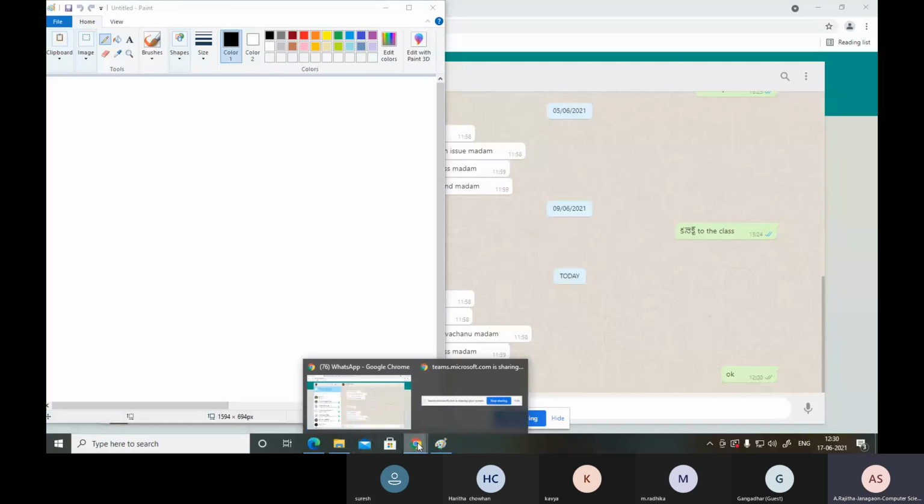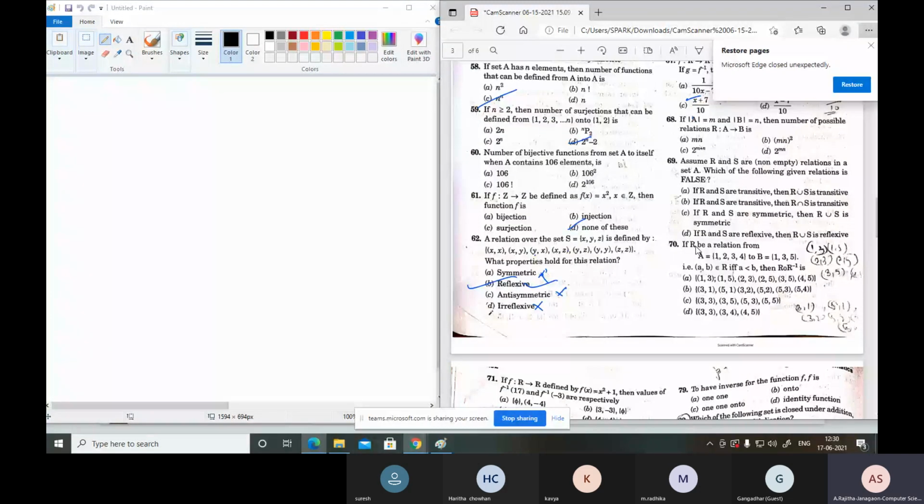So this is what the reflexive. And again, if R is a relation from this, now you can check whether this is a composition, or the composition R inverse is what. So how can you find out the R inverse? So here, how do you find out R inverse? That is here. Now R inverse is what?